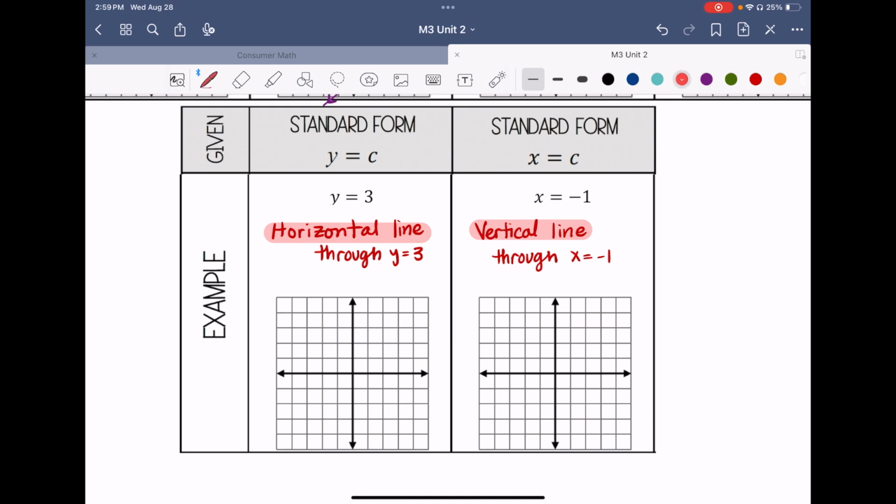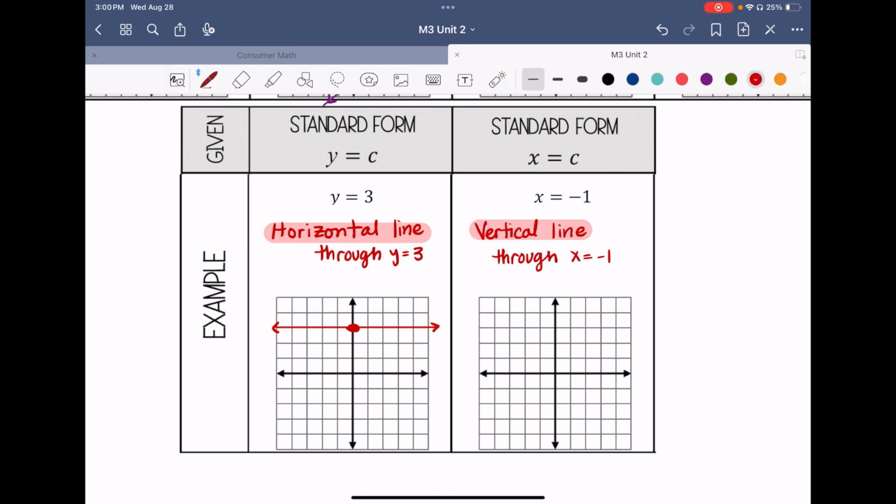Here's why. If I go to y equals 3, that would be right here. Y equals 3. What this is saying is no matter what x is, y is always going to be 3. So as I go through all the different situations of x, it doesn't matter. Y still stays 3 the entire time.